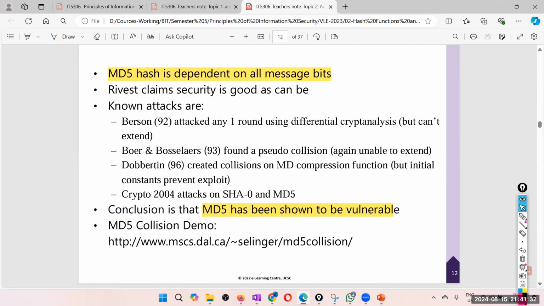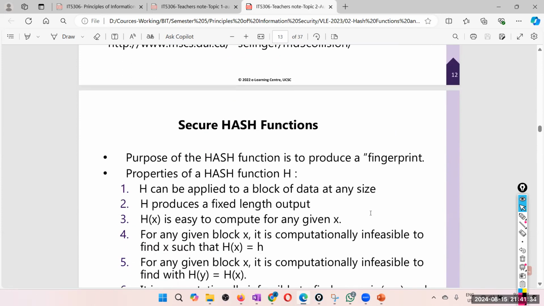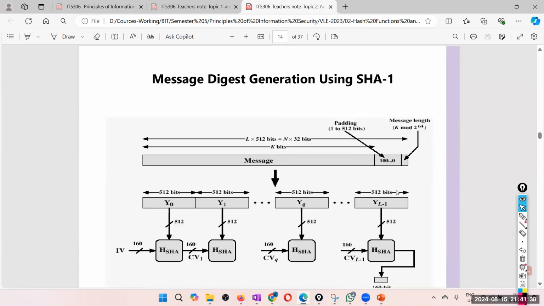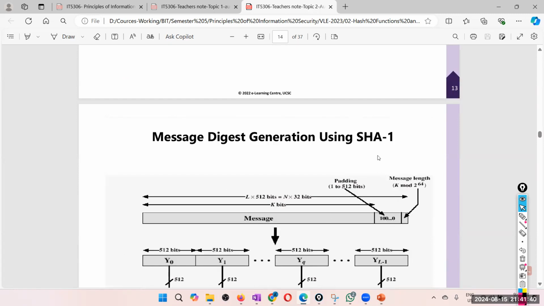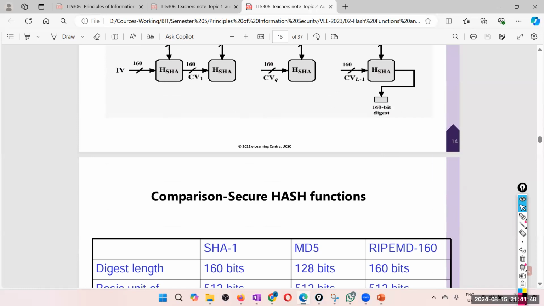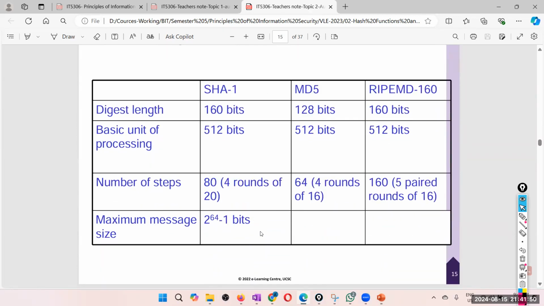So therefore a better alternative is SHA. Okay, SHA. So the SHA function, the only difference is that the digest value is different. Okay. And also there's a maximum size limit.